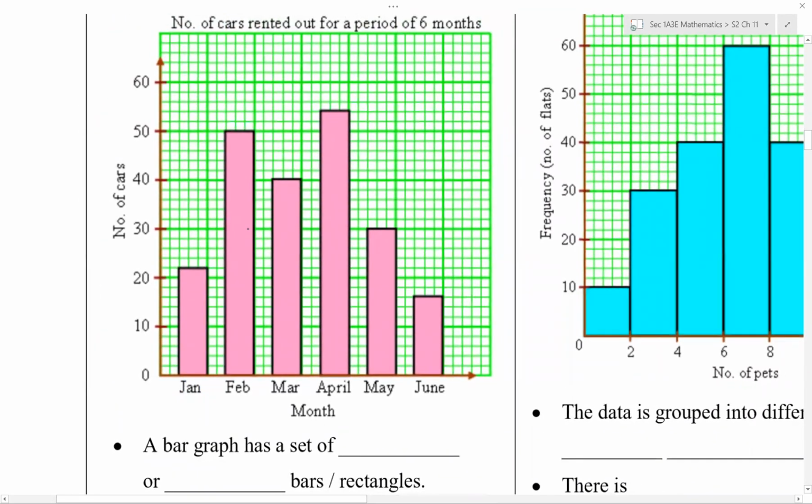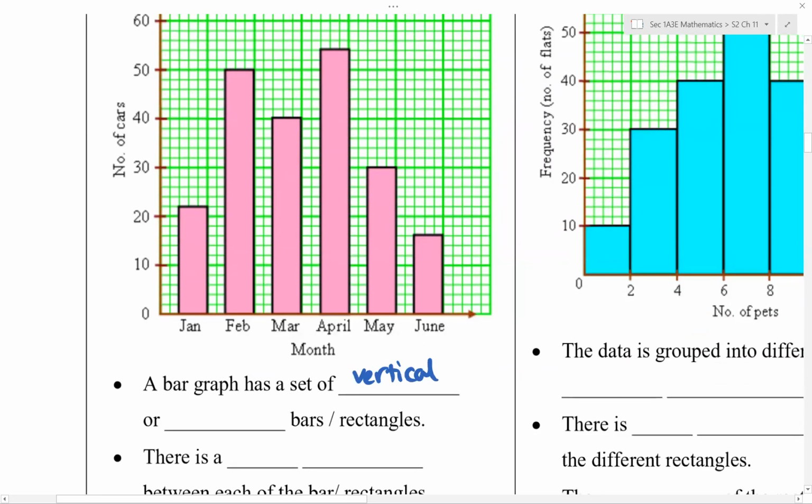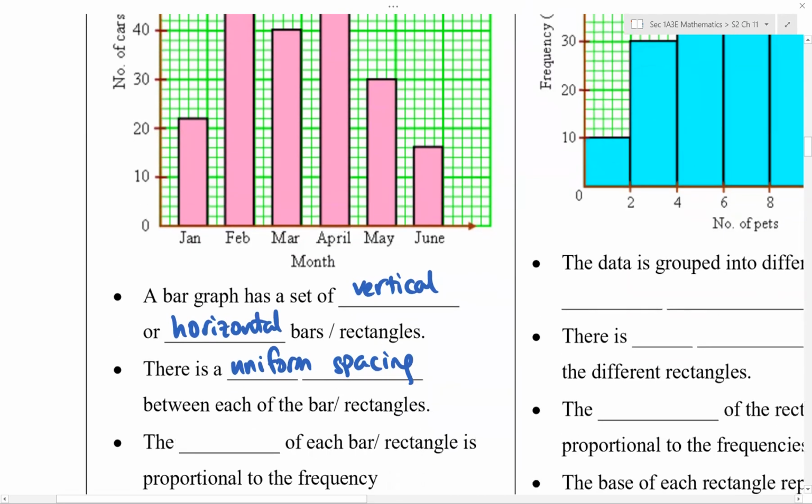Now a bar graph has a set of vertical bars or rectangles, which is shown over here. Sometimes it could be horizontal. There is uniform spacing between each of the bars or rectangles. As you can see, there are two tiny squares between each of the bars. So we call that uniform.